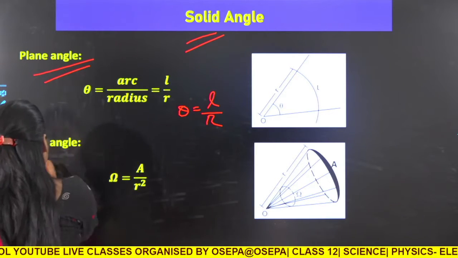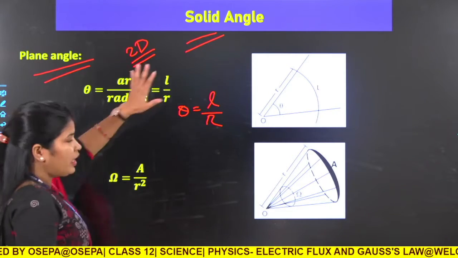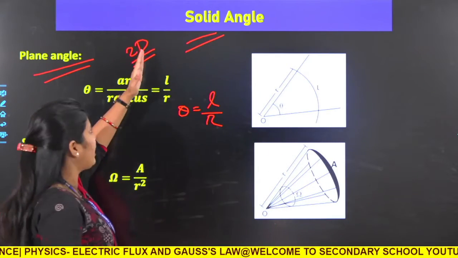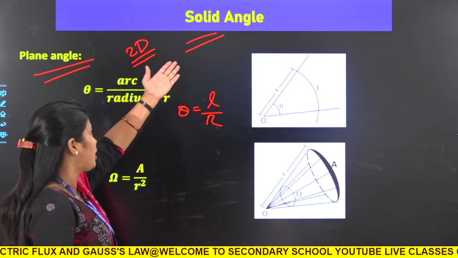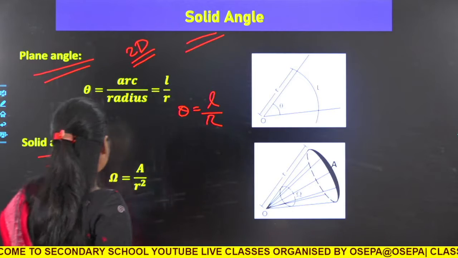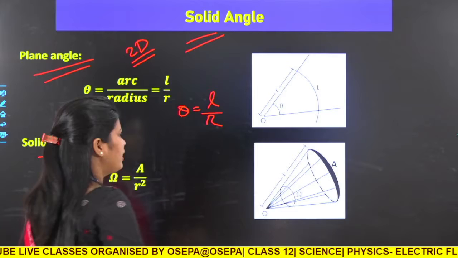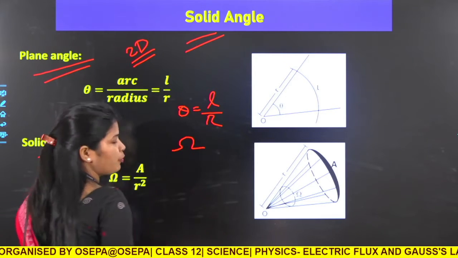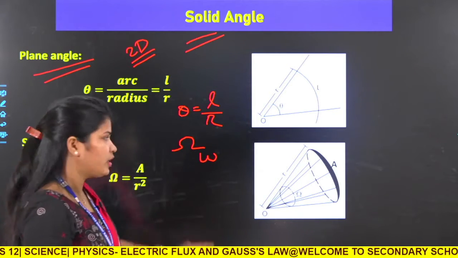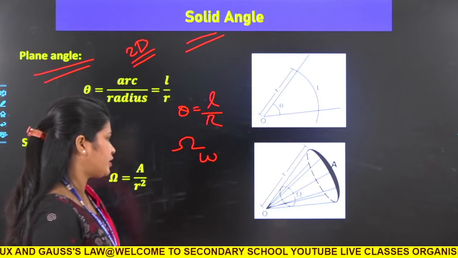Then what will be the solid angle? This is the case in two dimensions. Solid angle is analogous in three dimensions to the usual plane angle in two dimensions. Two-dimensional plane angle, three-dimensional solid angle. So this angle is called omega, capital omega. You can also write small omega. In this way you can represent it, no problem.